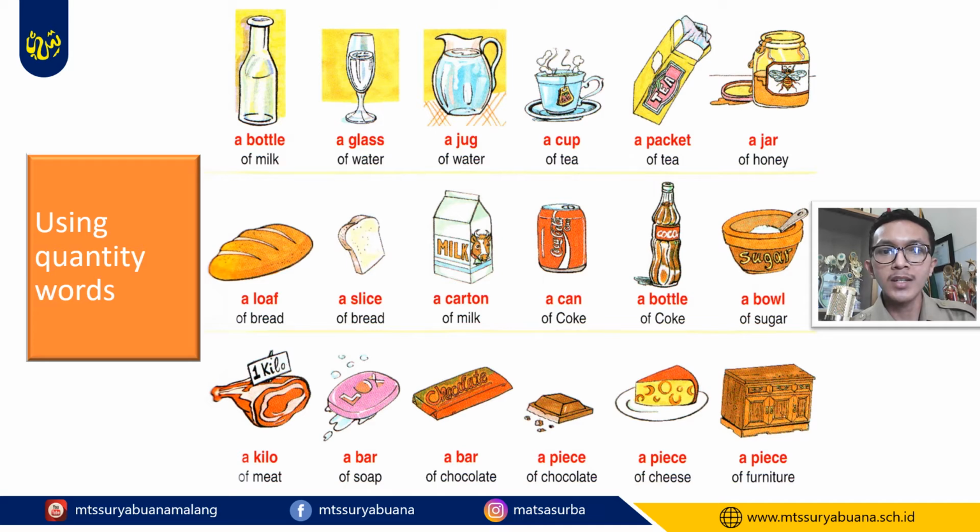If you want to state it in more specific, for example, milk become a bottle of milk, water a glass of water, a jug of water, a cup of tea, a packet of tea, a jar of honey, a loaf of bread, a slice of bread, a carton of milk, a can of Coke, a bottle of Coke, a bowl of sugar, a kilo of meat, a bar of soap, a bar of chocolate, a piece of chocolate, a piece of cheese, and a piece of furniture.